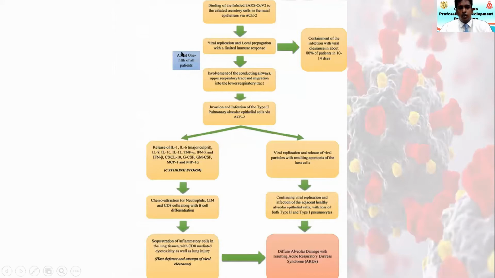This is about the pathophysiology of COVID pneumonia actually. So what's happening in the lung? First, the virus will proliferate in the upper respiratory tract. Then most of the patients will settle with that, and in about 10 to 15% it will go through the airways to the lower respiratory tract. Then the cytokine storm develops, inflammation plays a big role, and ultimately it leads to diffuse alveolar damage, which gives rise to COVID pneumonia and ARDS.